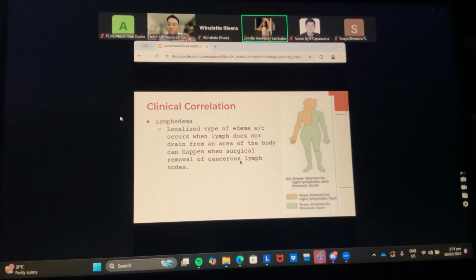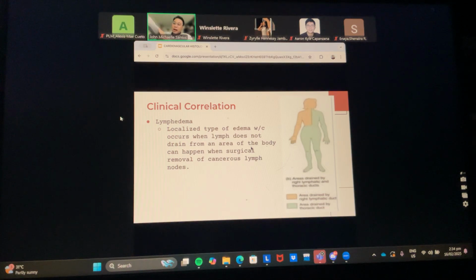In between your lymph vessels kasi, there are lymph nodes, okay? So kapag surgically na-remove sila, sometimes there is lymphedema that can occur. A very good example of this is kapag nagkaroon ka ng mastectomy, kapag na-remove yung breast mo, usually yung mga patient natin na ganun, ayaw na nilang paggalaw yung right arm nila for venipuncture.